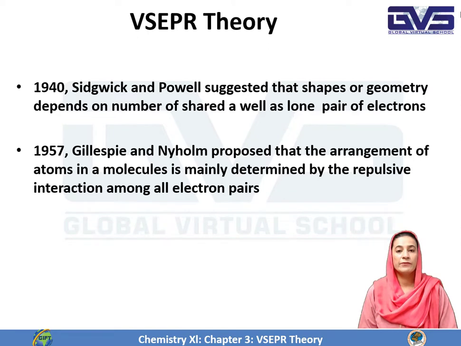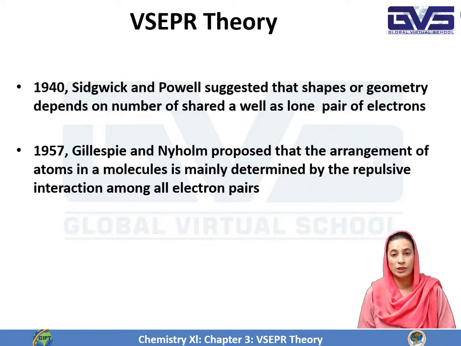But in 1957, Gillespie and Nyholm proposed that the arrangement of atoms in a molecule, if a molecule consists of more than one atom, is mainly determined by the repulsive interaction among all electron pairs. Friends, I will make you clear. Electron pairs mean both the bond pairs and the lone pairs.